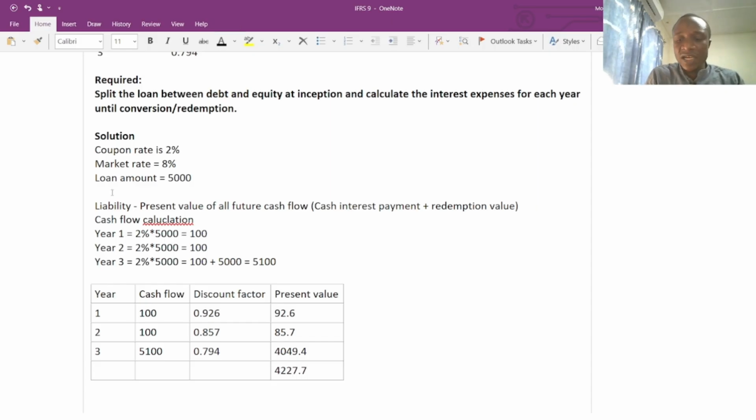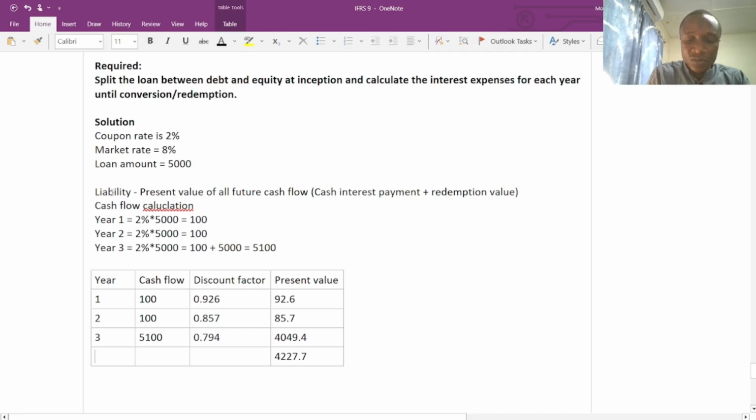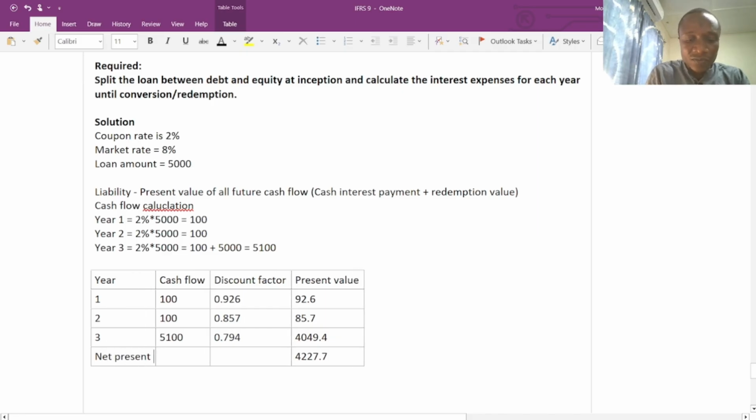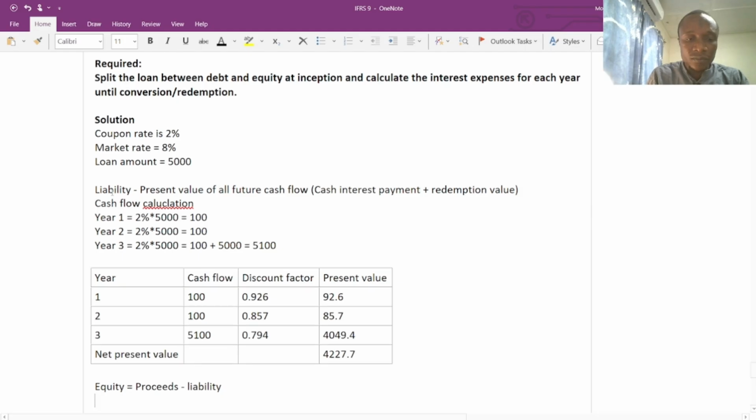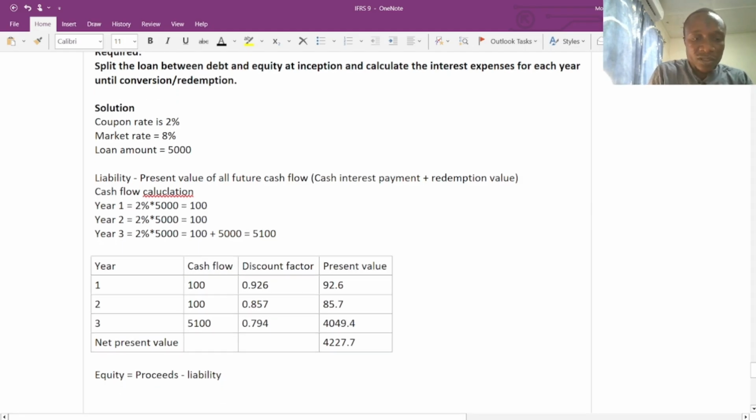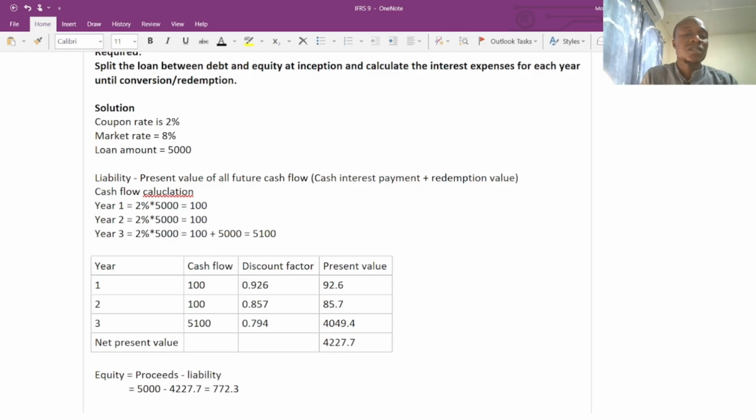4227.7. So now this is the liability. So now present value, net present value. This is the liability. So now we're going to calculate the equity. The equity is equal to the proceeds minus the liability, which is the proceeds of 5,000 minus the liability of 4227.7 will give us 772.23. So basically, this is how we are going to split between the debt and the equity.